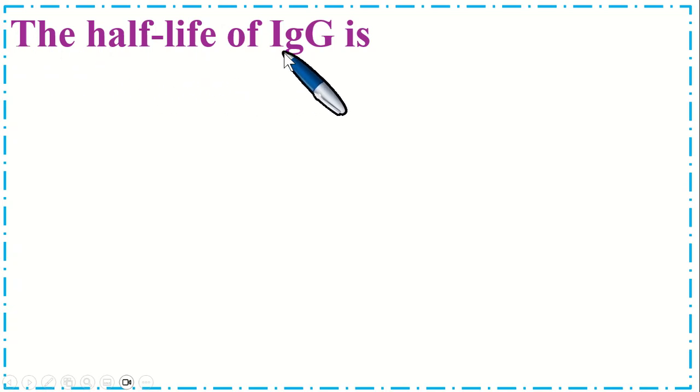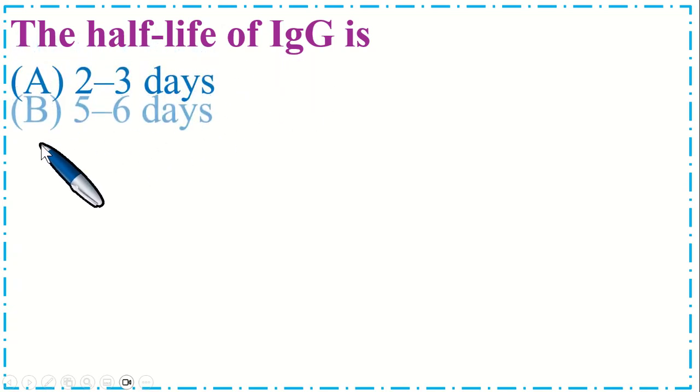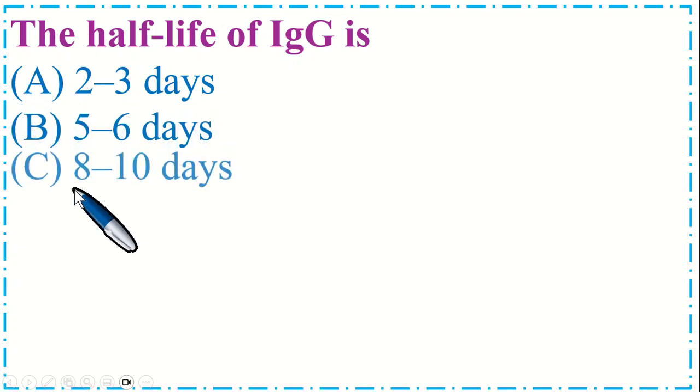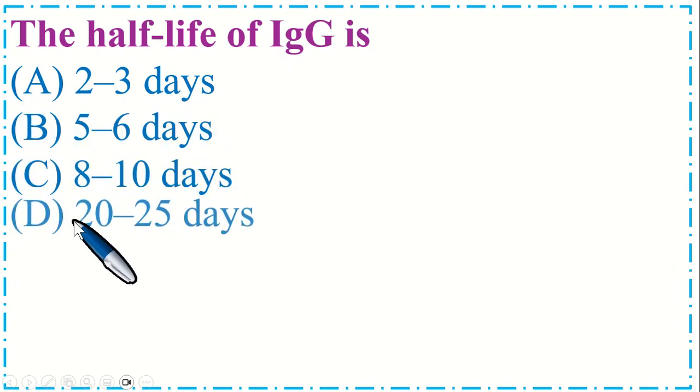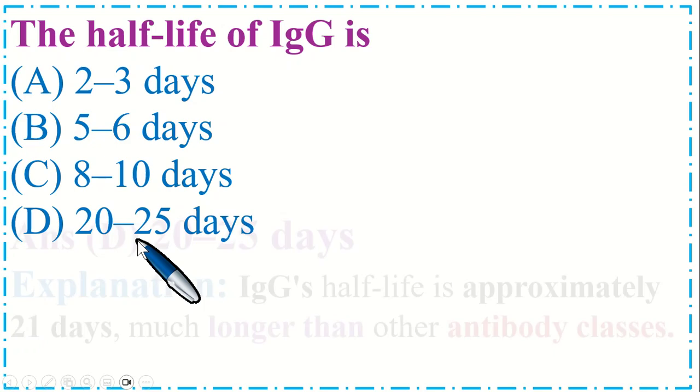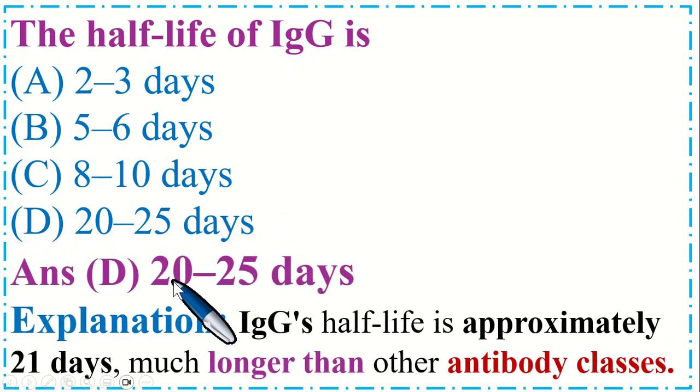The half-life of IgG is option A 2 to 3 days, B 5 to 6 days, C 8 to 10 days and option D 20 to 25 days. So the correct option is D 20 to 25 days. IgG half-life is approximately 21 days, much longer than other antibody classes.